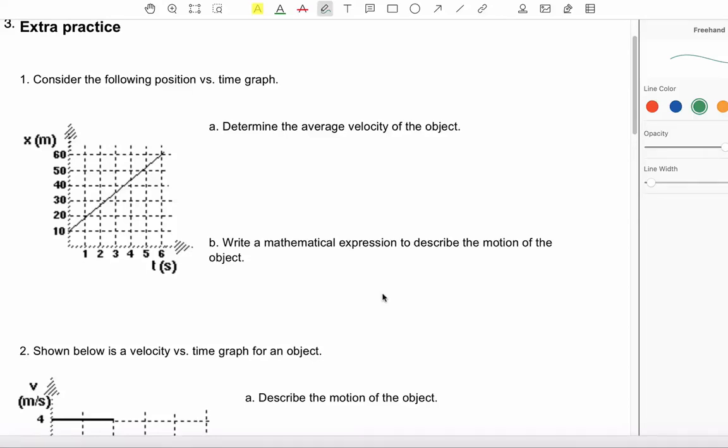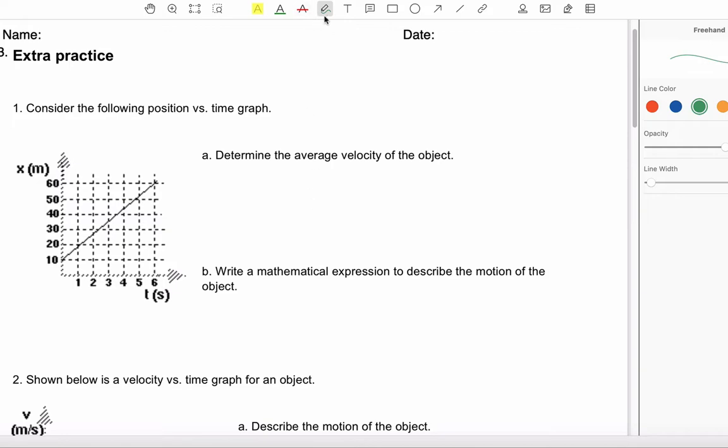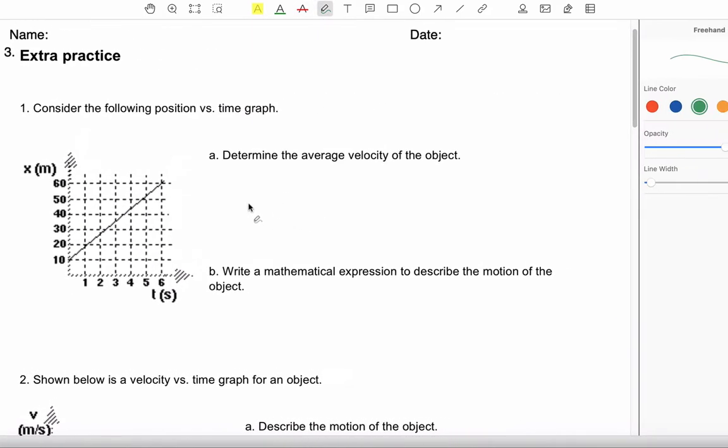All right, homework number whatever this is. I want to make sure that we're going through the problems and having them solved in a way that makes sense to all of us. So first, we want to determine the average velocity of this object given the position versus time graph.